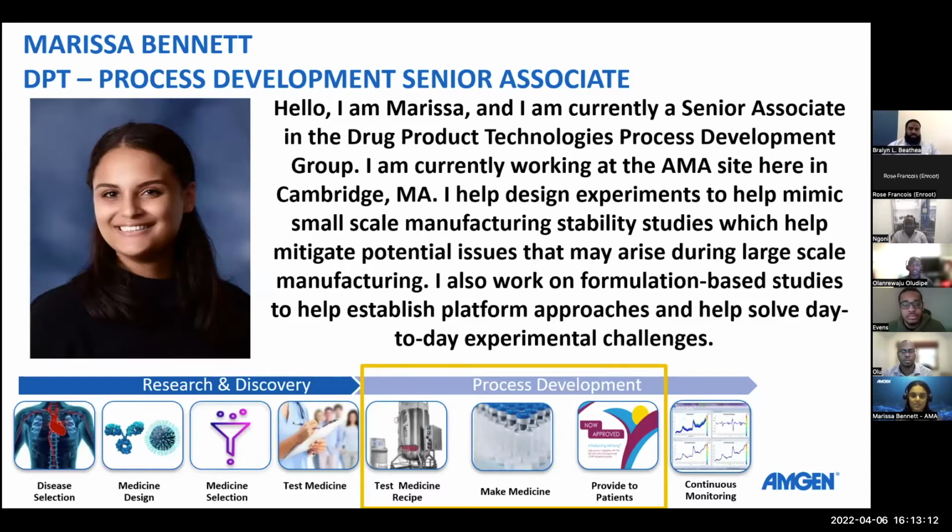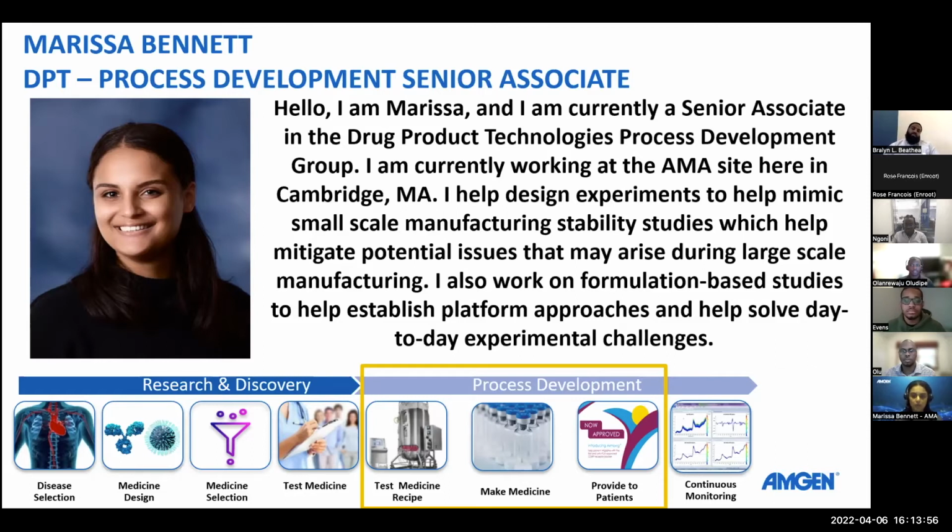So what I do is rather than working with the drug substance, which is the 12-liter batch, I have basically a batch that would be made and they would come to me in the vials that the drug would usually be packaged in. And I design experiments that would help mimic what these larger scale manufacturing sites would be doing in order to make sure that nothing happens to the drug itself during that larger scale manufacturing. So I basically help try and mitigate or find the root cause of potential issues that could come during a large scale manufacturing process.